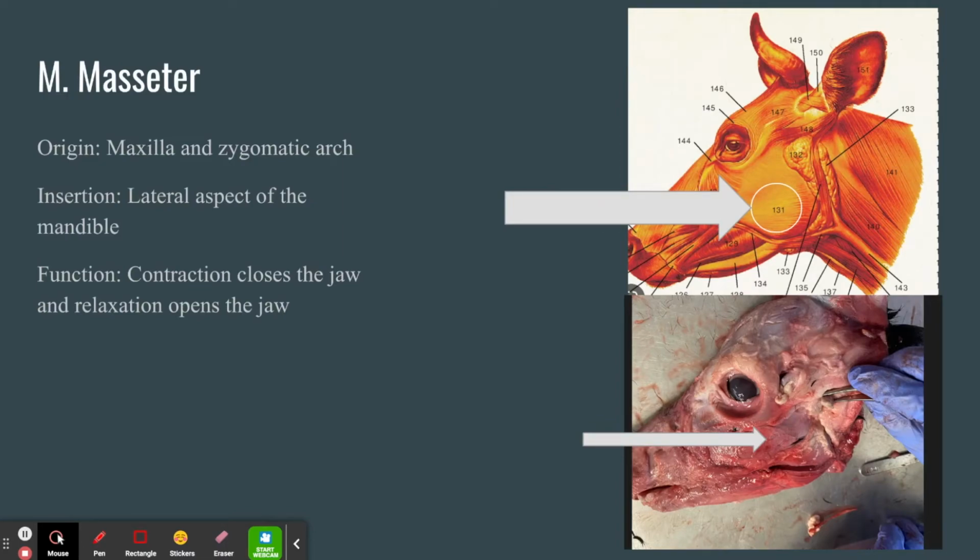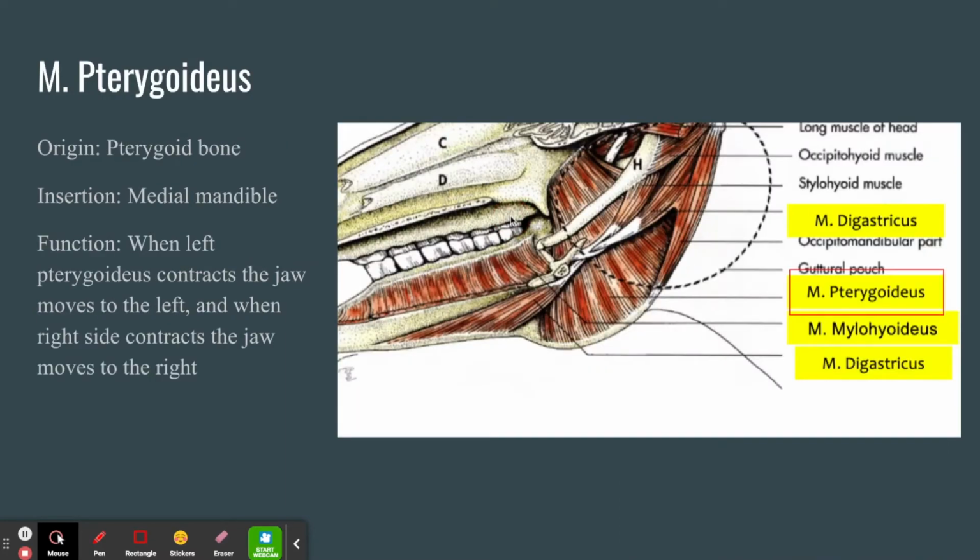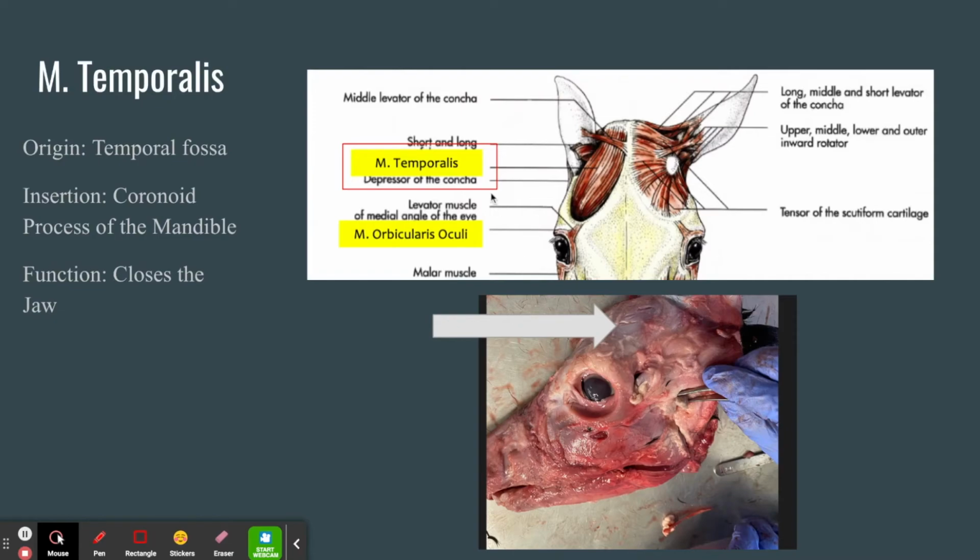The function is that contraction closes the jaw and relaxation opens the jaw. Then you have the pterygoides, which has its origin at the pterygoid bone, the insertion at the medial mandible, and the function is that when the left pterygoides contracts, the jaw moves left, and the opposite for the other side. And then you have the temporalis, the origin is the temporal fossa, its insertion is the coronoid process of the mandible, and the function is that it closes the jaw.